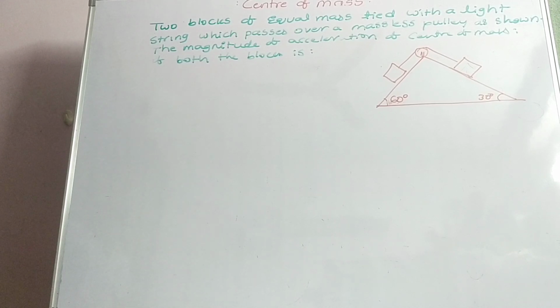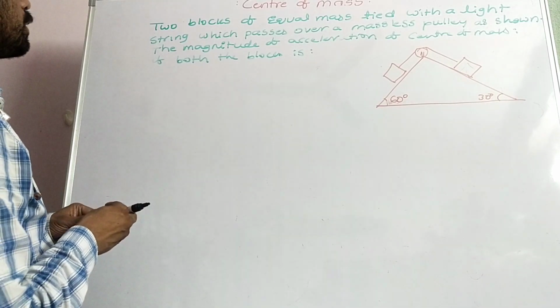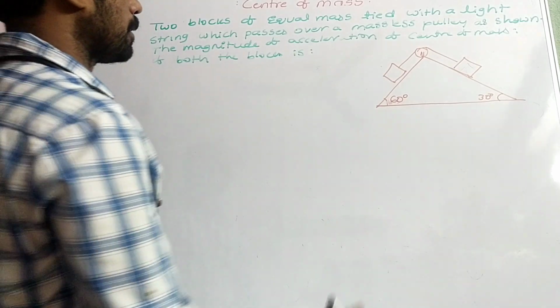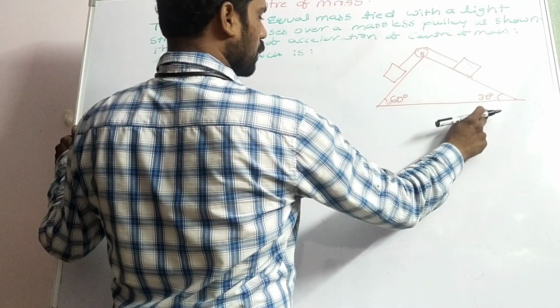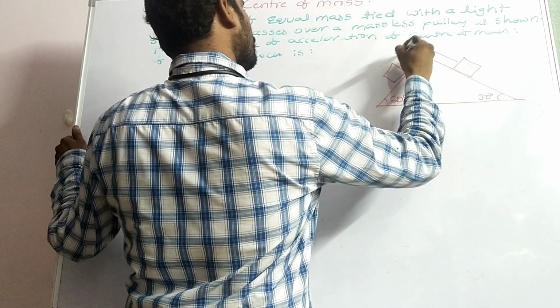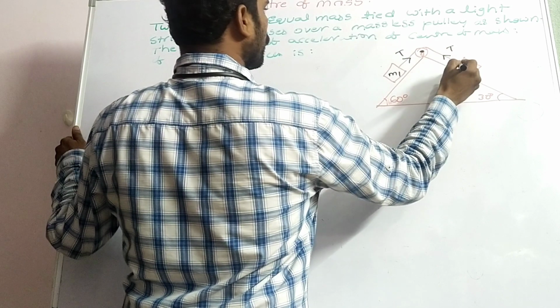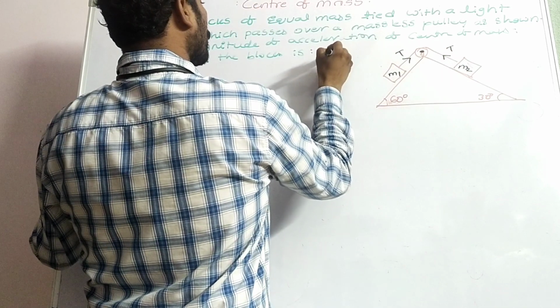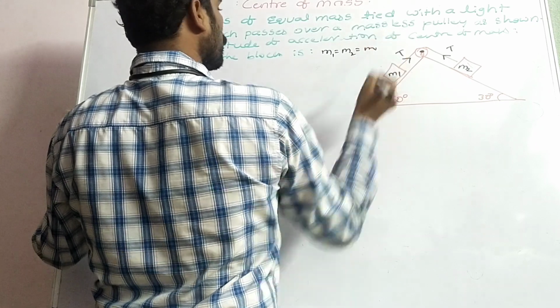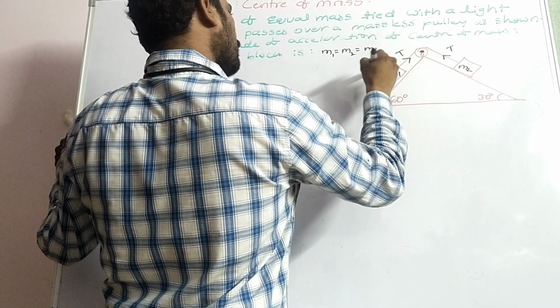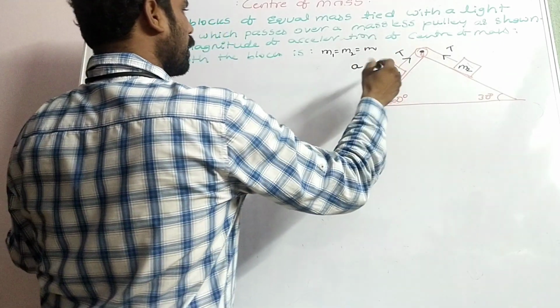Two blocks of equal mass are tied with a light string which passes over a massless pulley as shown. The magnitude of acceleration of the center of mass of both blocks is? See here, a 60 degree slope is given, and here 30 degrees is given. So tension T always acts towards the point of suspension. Let us consider this is m1, this is m2. Of course, we are provided with m1 equal to m2 equal to m. Let us consider, for our convenience, as the slope is greater, it is allowed to accelerate like this.